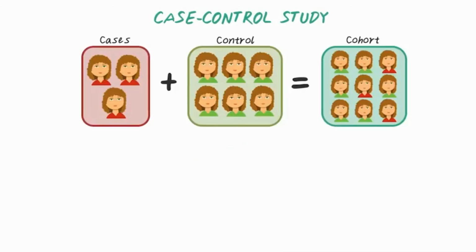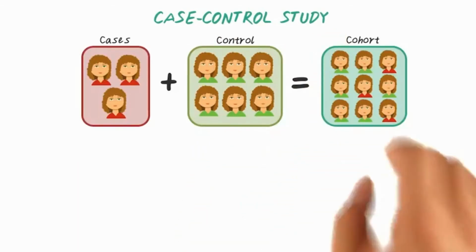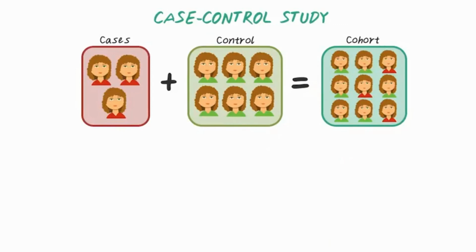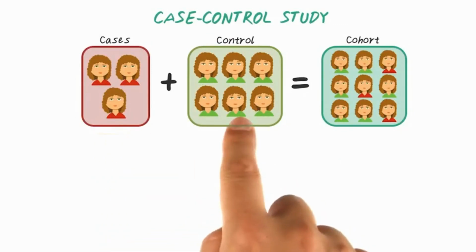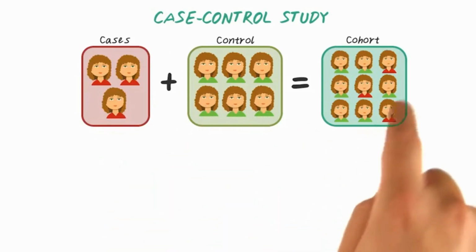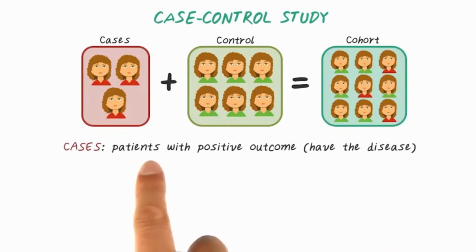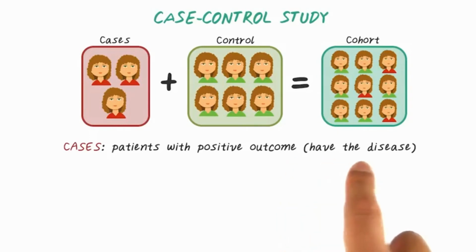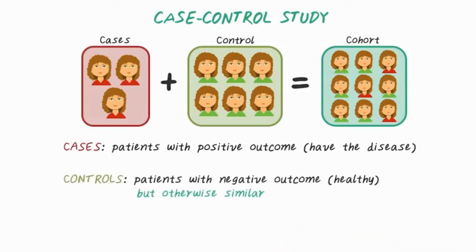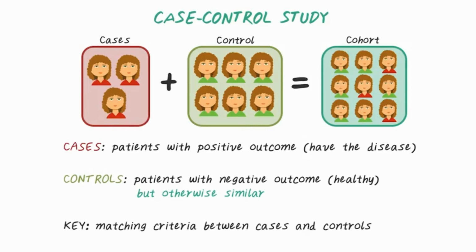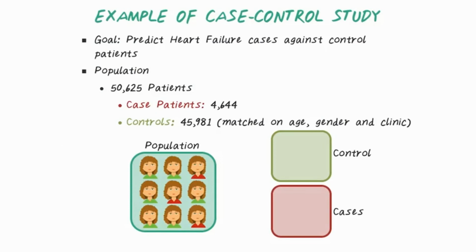The other common study design is case-control study. In this design, we try to identify 2 sets of patients, namely cases and controls, and we put them together to construct the cohort. Cases are patients with positive outcome, for example, the patients who developed the disease. Controls are the patients with negative outcomes. That is, they're healthy patients but otherwise similar to the cases. For example, they can have the same age, gender, and visit the same clinics. The key here is to develop the matching criteria between cases and controls.